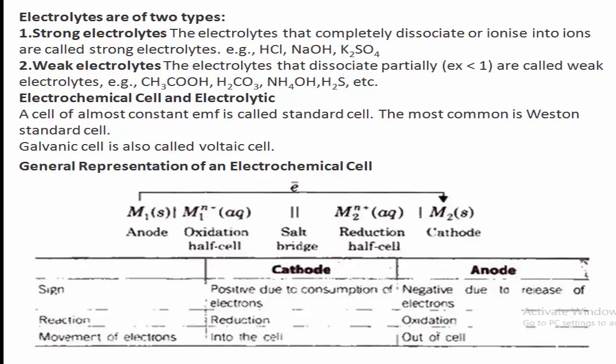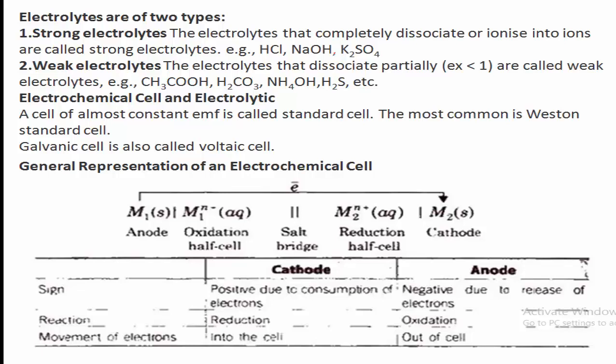Then we will focus on electrolytic conductors or electrolytes. Electrolytes are of two types: strong electrolytes and weak electrolytes. Strong electrolytes completely dissociate or ionize into ions. Examples are HCl, NaOH, K2SO4 and other salts like NaCl and KCl. All these are strong electrolytes because they undergo complete dissociation. Whatever compounds undergo complete dissociation or ionization are said to be strong electrolytes.